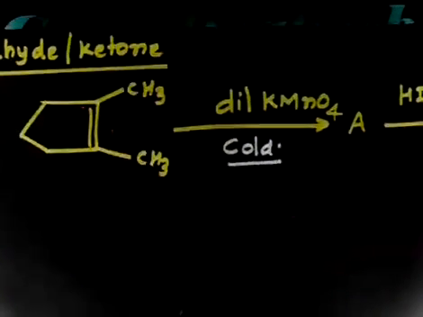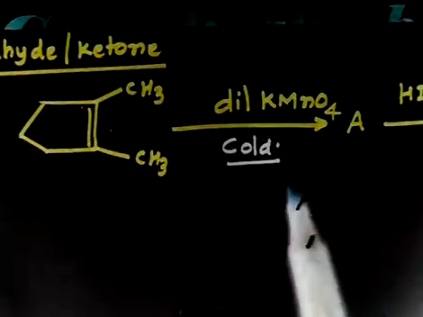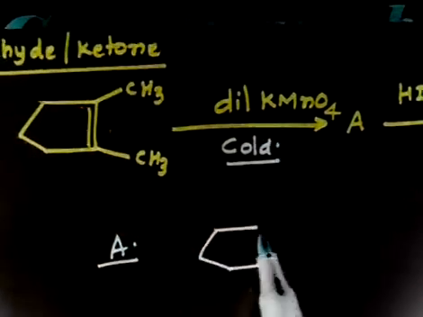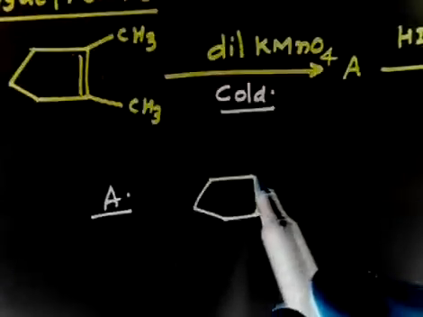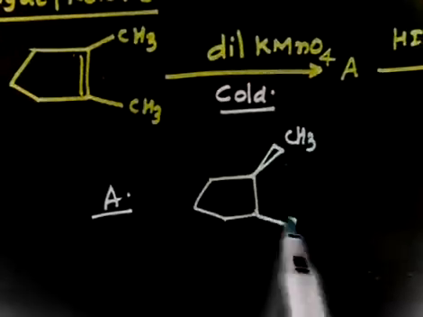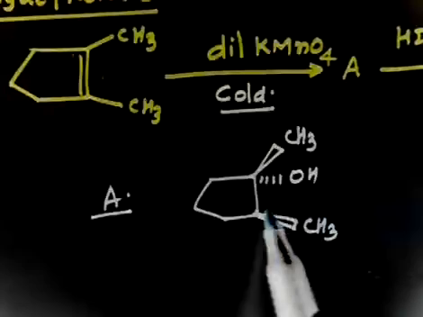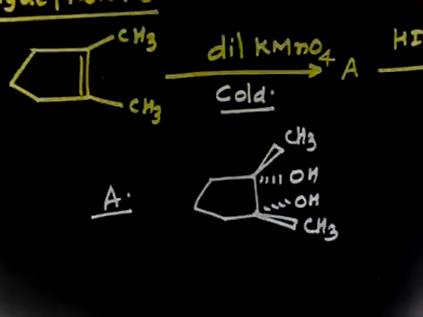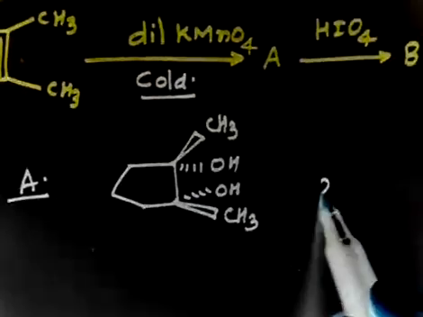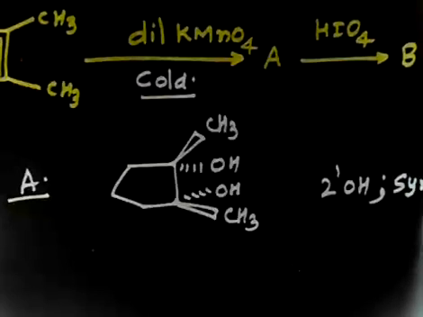So A will be, and now this adds in a syn way. Are you getting? So this is a syn addition of 2 OH. So the compound A will be, you have to add 2 OH groups in a syn fashion. So let us say CH3 is upside, and then you have to add 2 OH, and that will be bottom side. Are you getting? So addition of OH is in a syn way. So you have 2 OH, and this is syn addition.